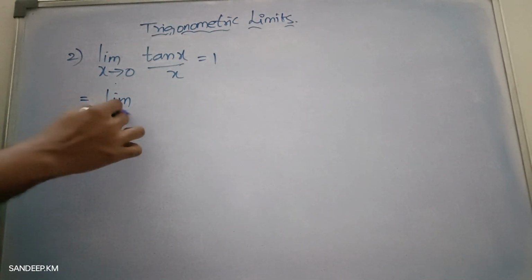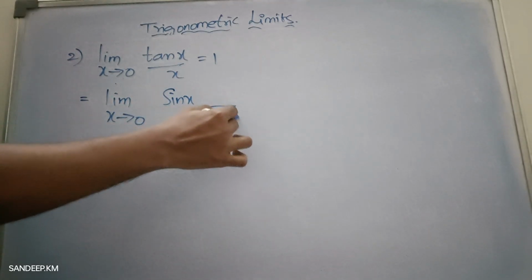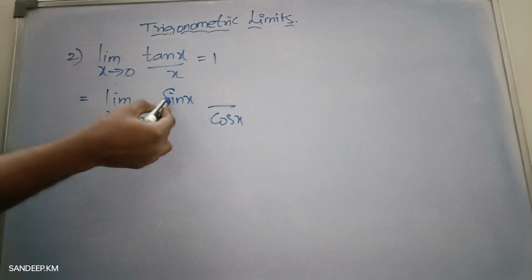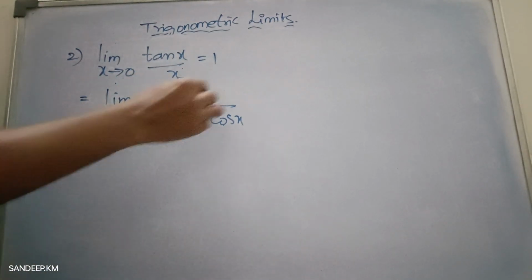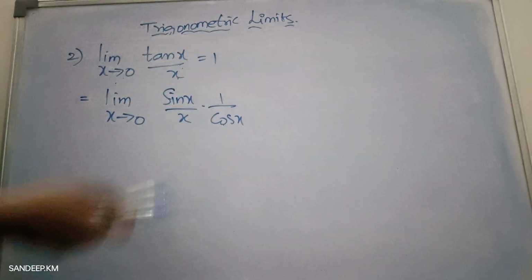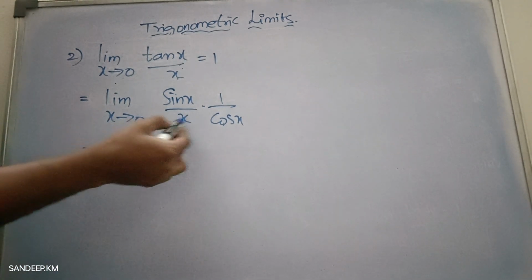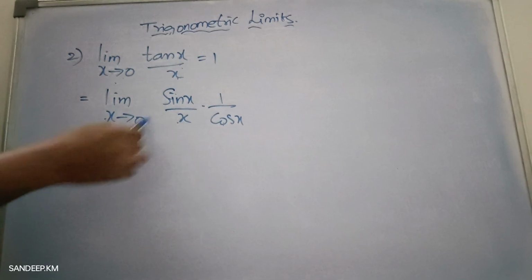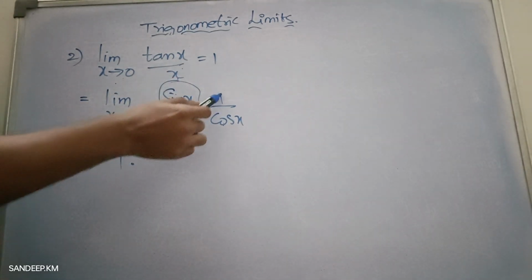Limit x approaches 0, tan x I'll write sin x divided by cos x. Okay, tan x I'll write sin x by cos x. What is it? Here sin x by x is there, and this is of course 1 only. I just wrote tan x as sin x by cos x. Okay, and limit can be given for both the functions. Limit x approaches 0, sin x by x is 1 into limit x approaches 0, 1 by cos x.